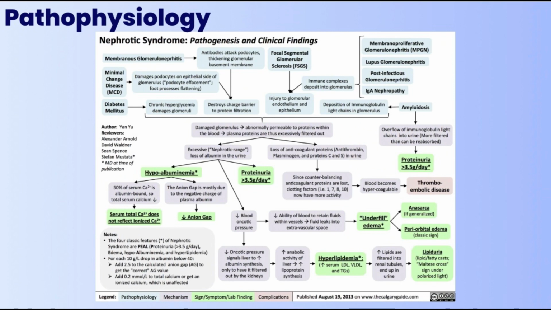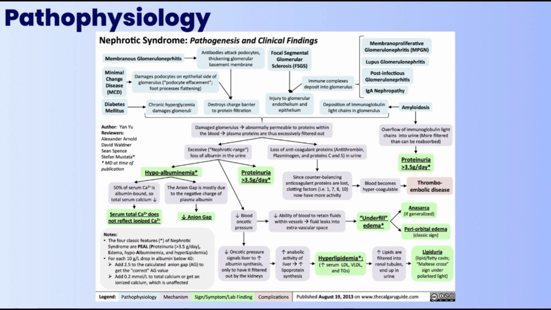Hypoalbuminemia also affects the anion gap. The anion gap, remember, is mostly due to the negative charge of plasma albumin. The less plasma albumin will result in a reduced anion gap. Therefore, for each 10 gram per liter drop in the albumin level below 40, we need to add 2.5 to the calculated anion gap to get the correct anion gap value.